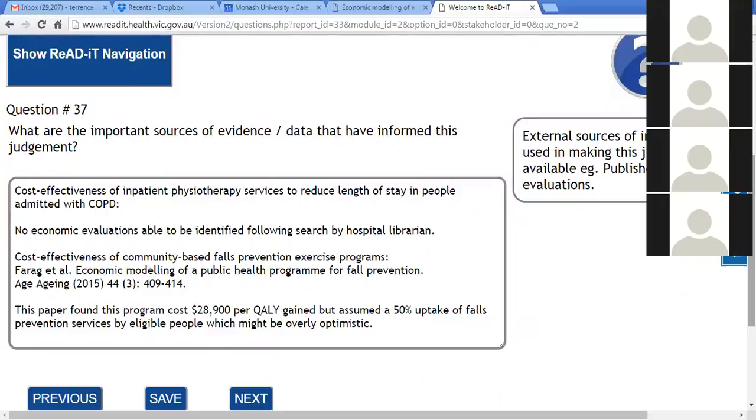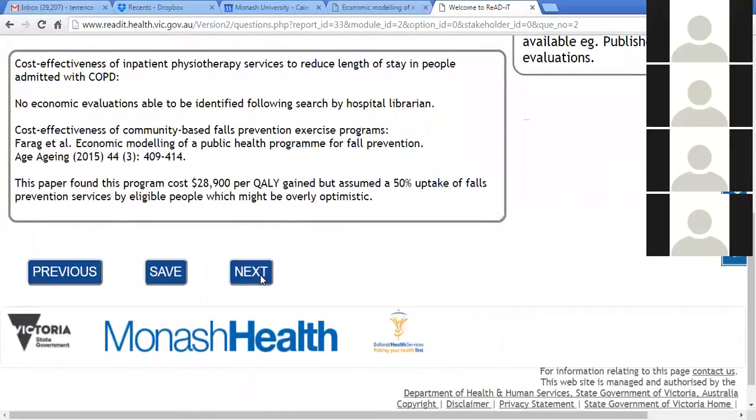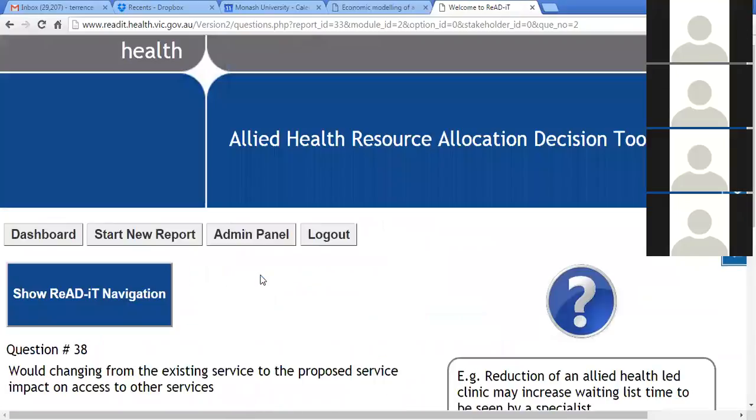But they did make this assumption that there'd be 50% uptake of the falls prevention service in the community by eligible people, which might be overly optimistic. So I've just made a few notes there about that. And again, it's probably the reason why I went with only a somewhat confident judgment in the previous question. There are videos there also, hyperlinks you can use to identify where we've gone through and provided information about how to make judgments about cost effectiveness.